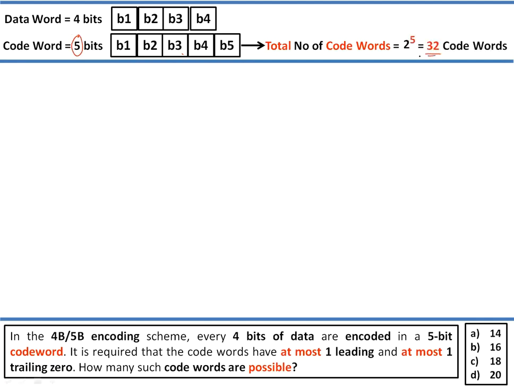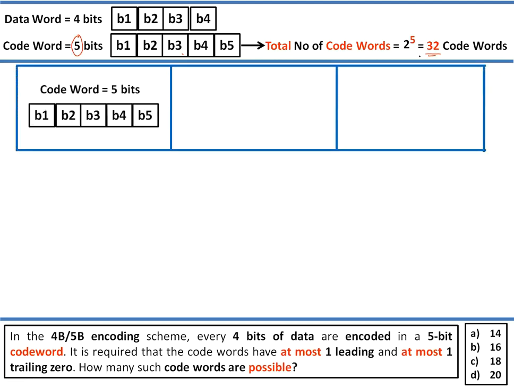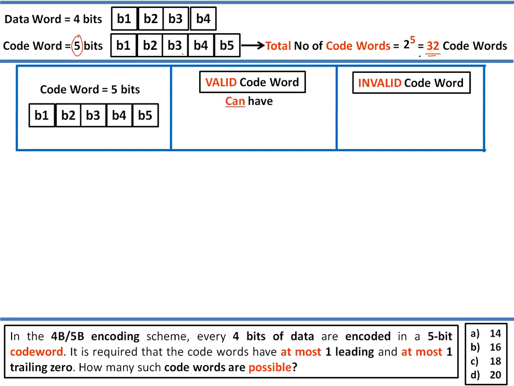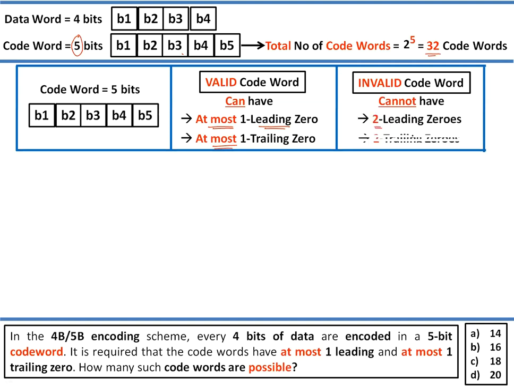Very good. Out of 32, few are valid, few are invalid. Valid code words can have at most one leading zero. That means the maximum is one leading zero, and at most one trailing zero. Invalid code words are those which have two leading zeros or two trailing zeros.